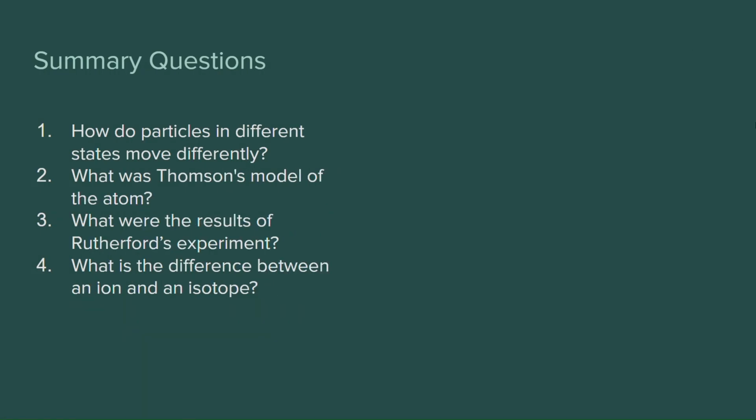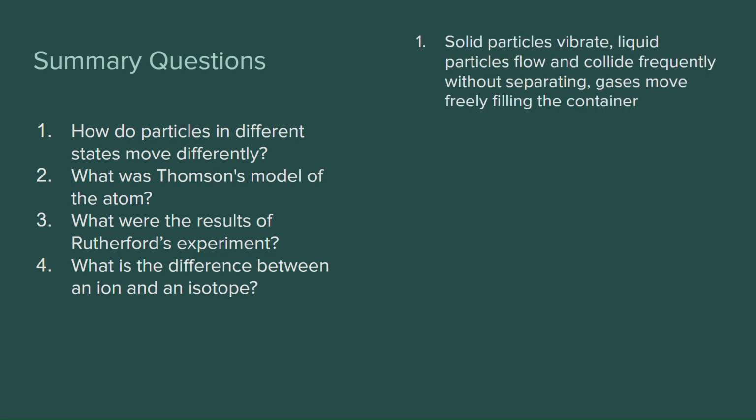So that's the end of the first topic. So, summary questions. 1. How do particles in different states move differently? Solid particles vibrate slightly, liquid particles flow and collide quite freely and randomly without separating, and gases move freely and they fill the container. What was Thomson's model of the atom? Thomson's model was the plum pudding model, which was a positive sphere with little negative spheres for the electrons.